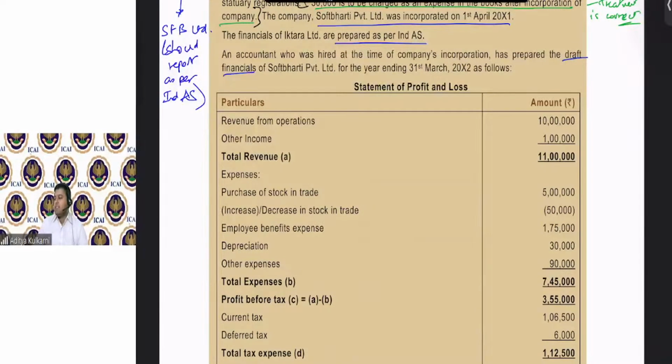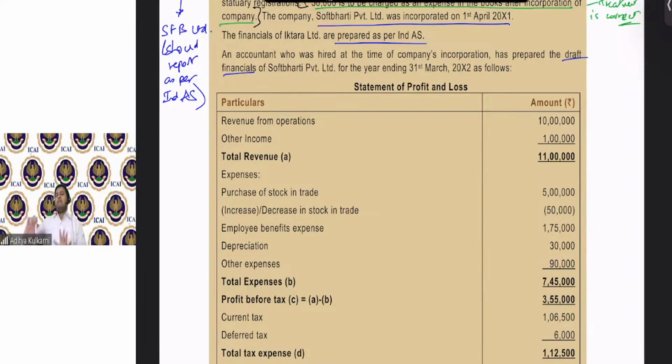Not for consolidation purposes only, Satish. It is to be followed even on a standalone basis. Because once Ind AS is applicable to a company, it becomes applicable to all the group, all the entities forming part of the group of that company. तो सिर्फ consolidation purposes के लिए नहीं है. It is applicable even for the separate financial statements.